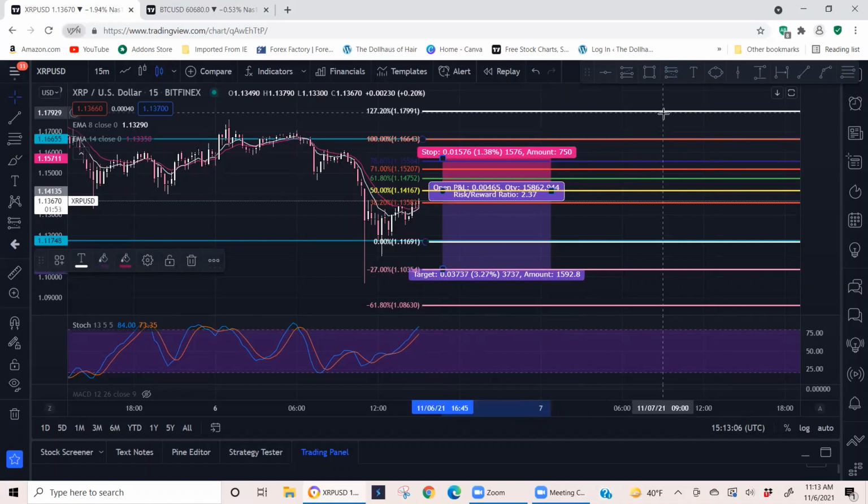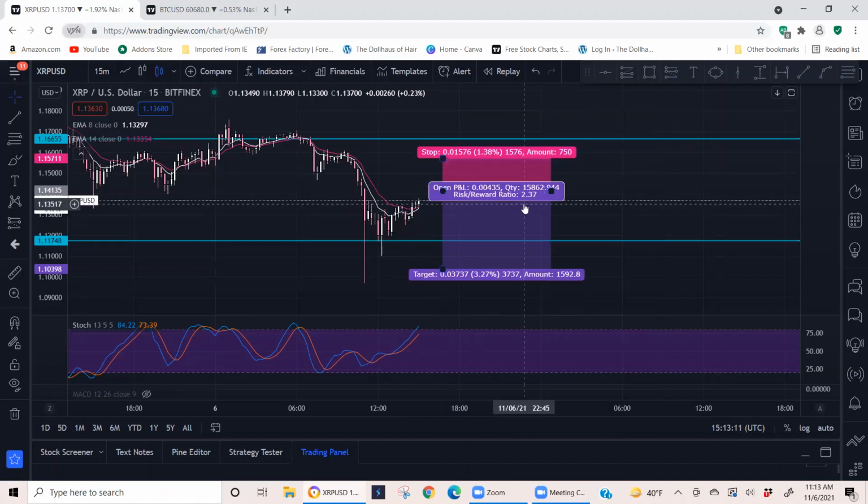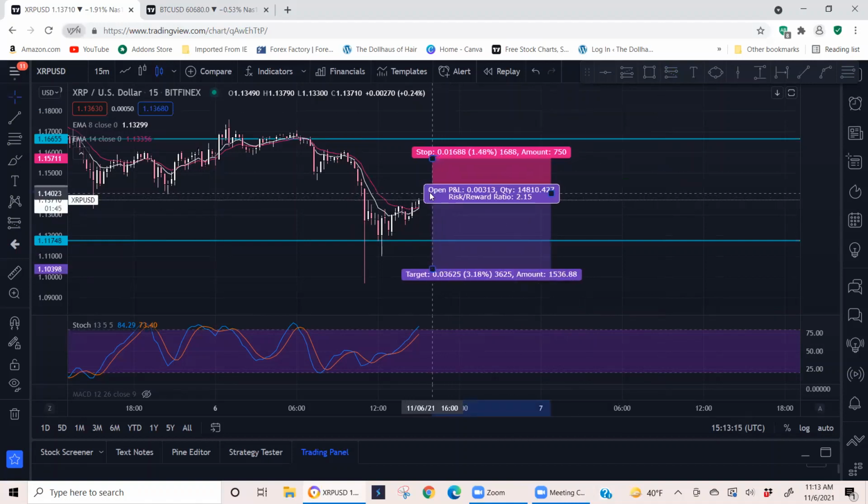And then from there, once I find that, y'all, I literally delete this right off, because I don't like all those lines on my chart. I literally hate a messy chart.